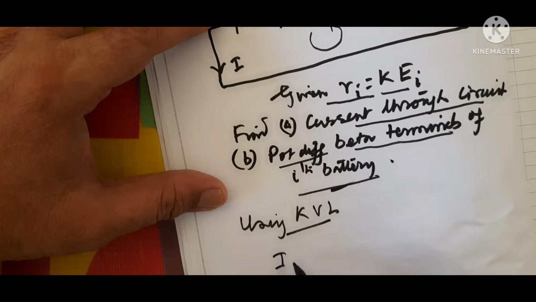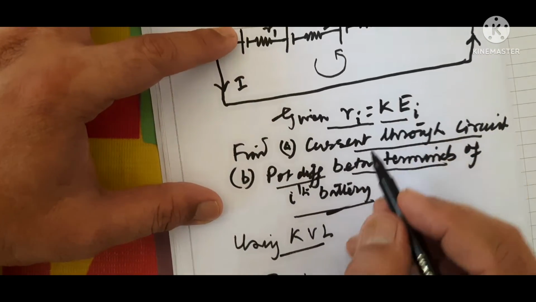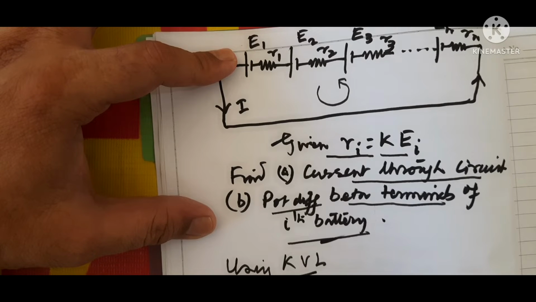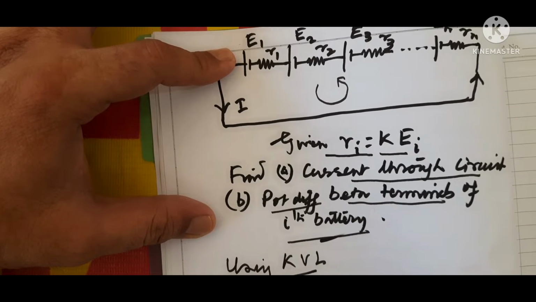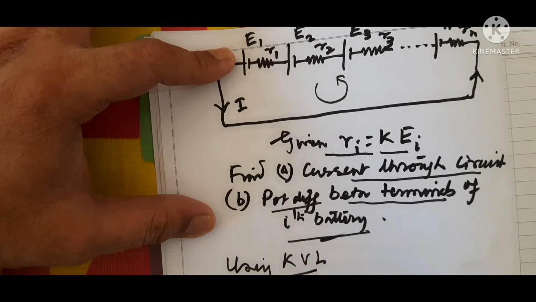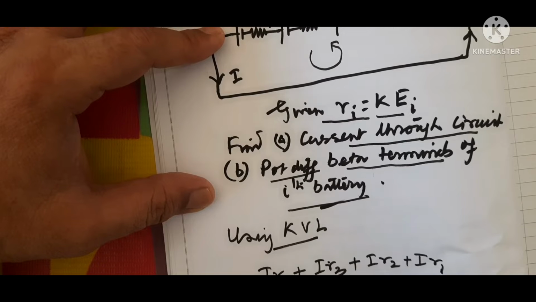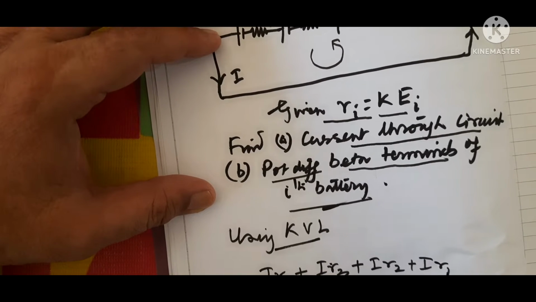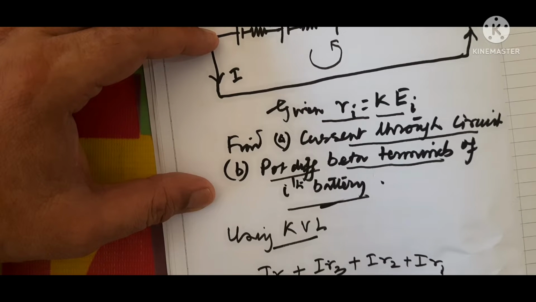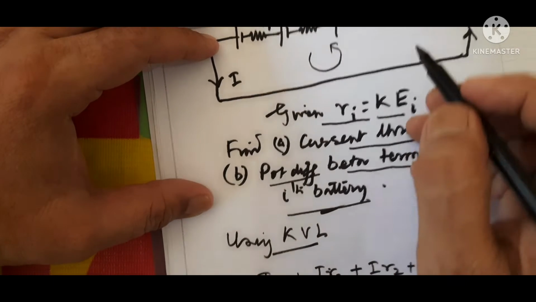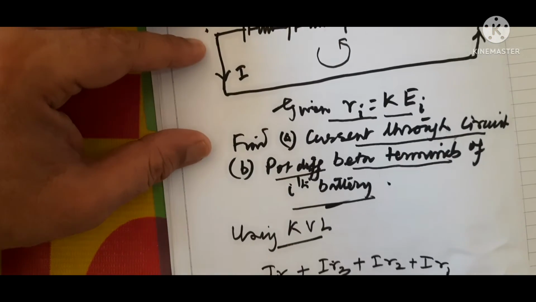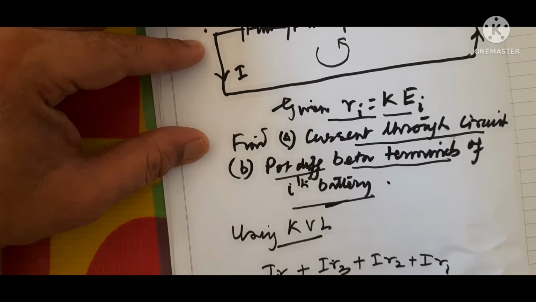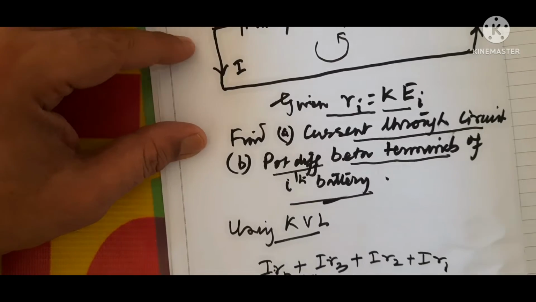So I into Rn, potential drop, plus in the same direction I into dot dot dot I into R3 plus I into R2 plus I into R1 minus then EMF minus En minus dot dot dot E3. The first terminal came negative, so write negative, minus of E2 minus of E1 is equal to 0. Algebraic sum of the potential drop is equal to 0.